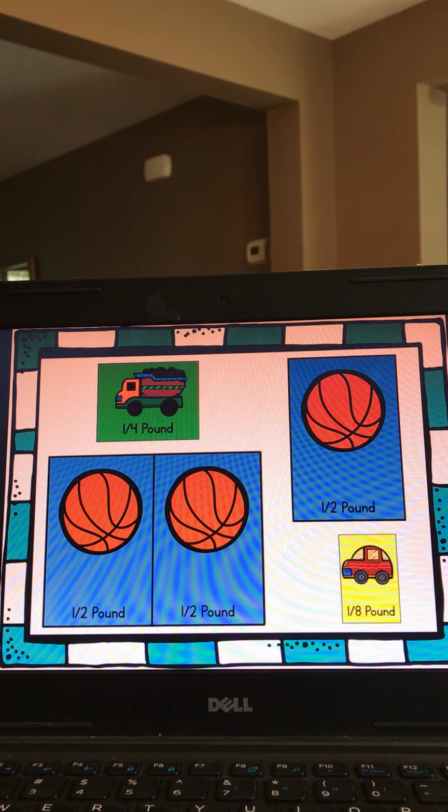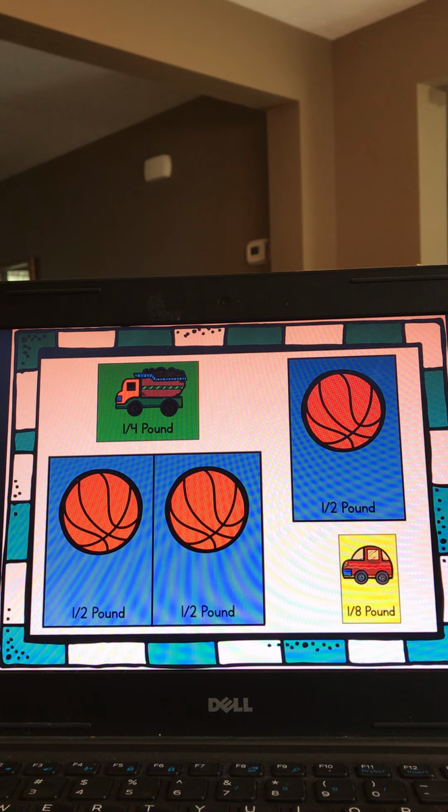Well, I chose another basketball, and that covered up all 8 blocks. And 1/2 plus 1/2 equals 1 whole. So that 1/2 pound plus 1/2 pound equals 1 whole pound. Let's see if there are any other combinations that we can do.